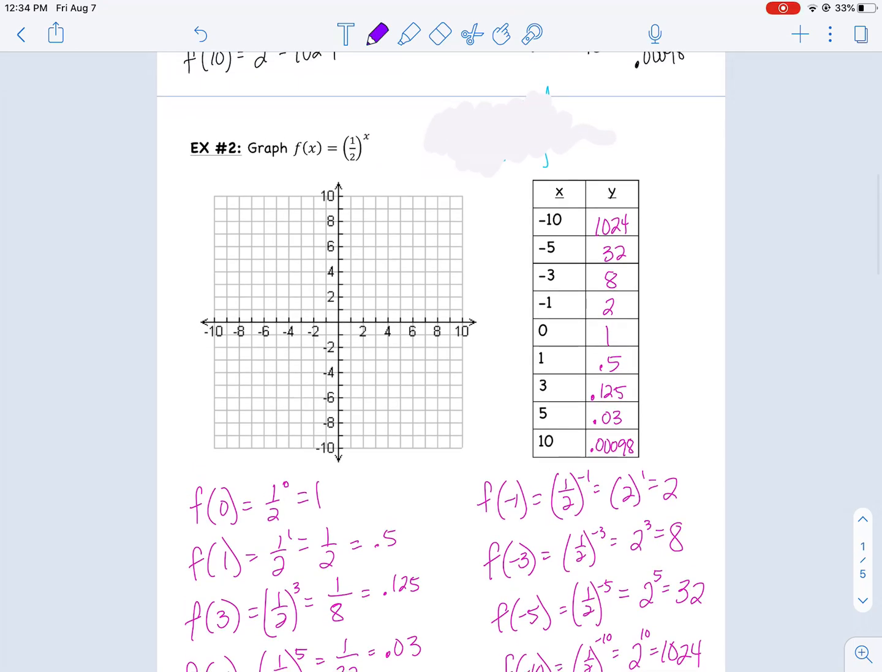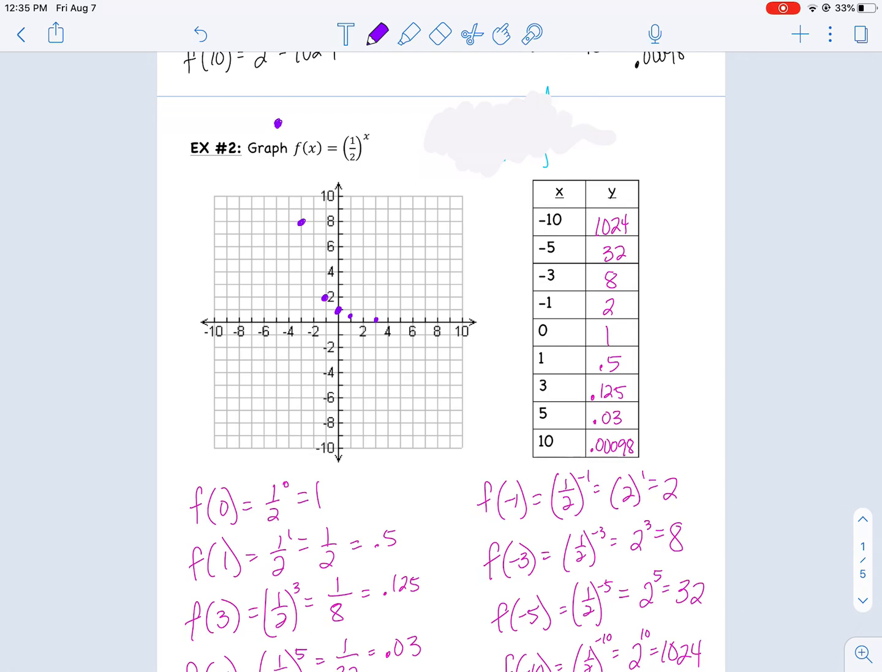I have the point -10 comma 1024, which is off my chart. I have the point -5 comma 32, which is still way off my chart somewhere up here. I have the point -3 comma 8. There we go. I have the point -1 comma 2. I have the point 0 comma 1. And then I have the point 1 comma 1/2. 3 comma 0.125, just a little bit above 0.